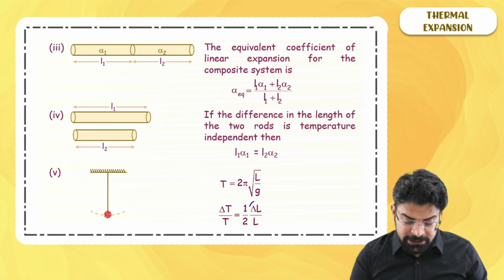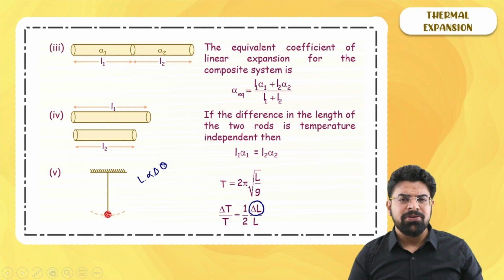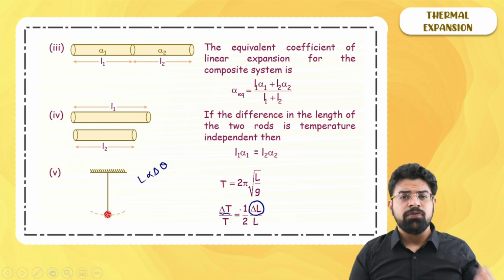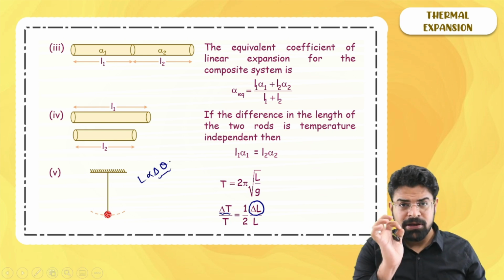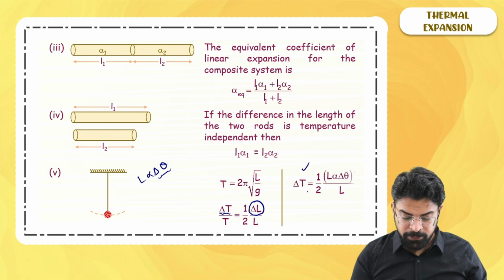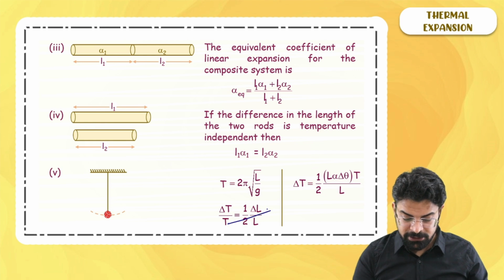Now you can write the change in length as L alpha delta theta. Sir, why are you not using delta T? Because I am using delta T for change in time period. So for change in temperature, I am using another symbol which is delta theta. So I can say the change in time period upon time period equals half into L alpha delta theta by L, and bring this T on the right hand side.